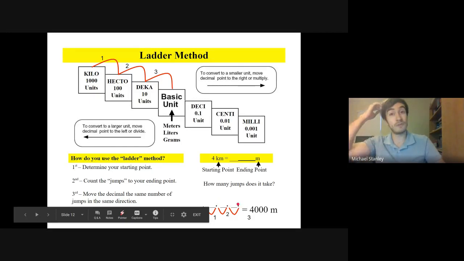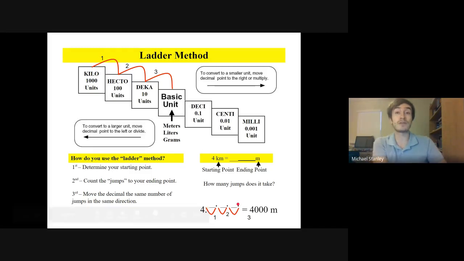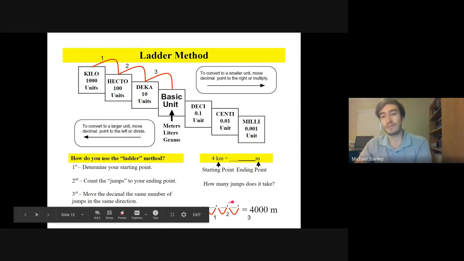After we do that, we fill in all of those open spaces with zeros. So when you move the decimal point and you don't have any number to go in that spot, you just put a 0 in there. So that's how we can figure out that 4 kilometers is the same as 4,000 meters.